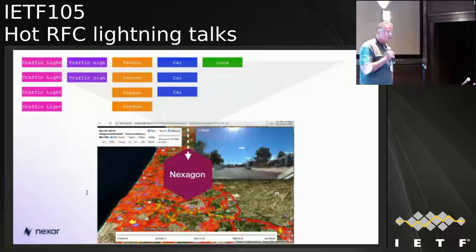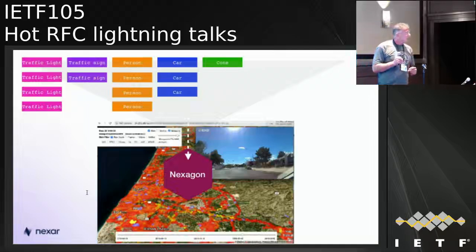So the solution is to pack up all these annotations as you drive and assign them to a tile. That tile has an ID based on the location on the earth, but it's also translated to an EID, which is a LISP address, which now makes it something I can send packets to.